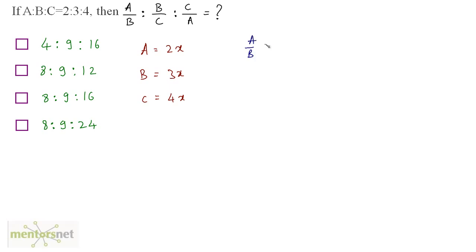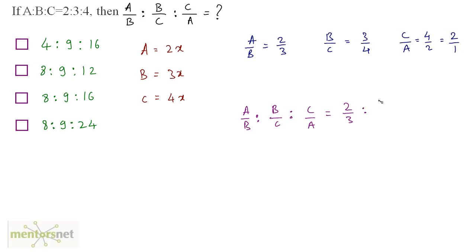So A by B is equal to 2x by 3x, which is 2 by 3. B by C is equal to 3x by 4x, which is 3 by 4. And C by A is equal to 4x by 2x, which is 4 by 2, which is 2 by 1. Okay, you have the values of each of the terms, A by B, B by C and C by A. You can calculate their ratio. So A by B is to B by C is to C by A is equal to 2 by 3 is to 3 by 4 is to 2 by 1.